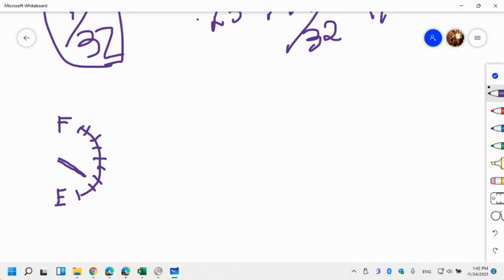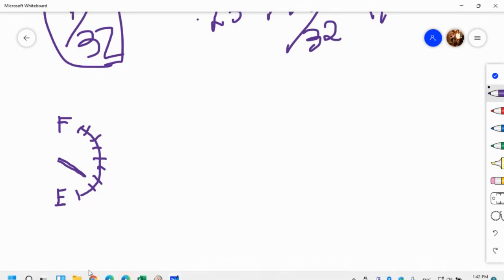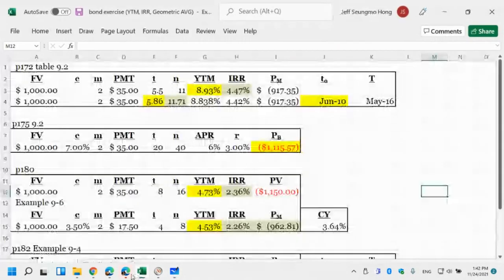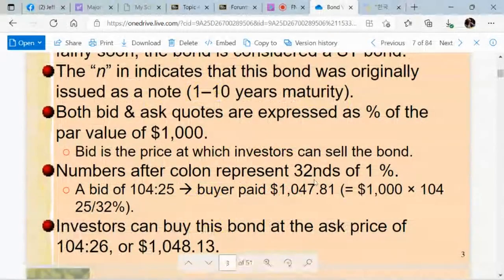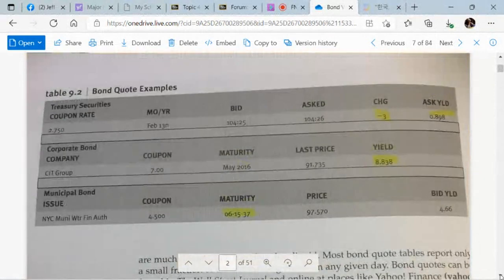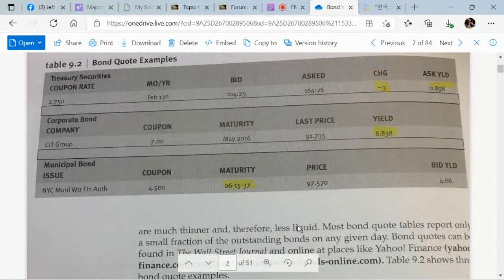But anyway, we can convert it into a percentage. It's not a difficult thing. So that's how Treasury is quoted. Okay.